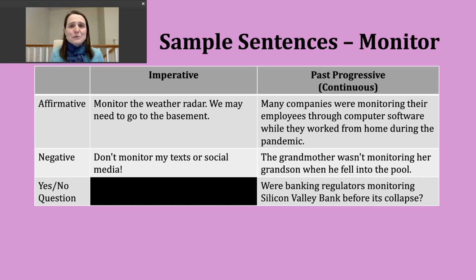Now, let's look at making a yes or no question in the past progressive. To do this, again, I start with was or were. It depends on what my subject is. The subject comes next. Then you're going to see the ing form of the verb. Here's my last example. Were banking regulators monitoring Silicon Valley Bank before its collapse?